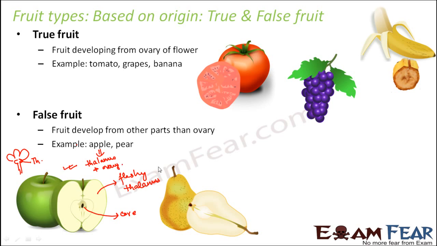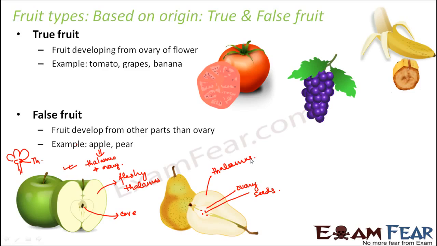Whereas what happens in case of pear? In pear again, the enlarged thalamus is the edible part. So here also the thalamus is the edible part and the core at the center with seeds is the ovary. Here in pear also you will have seeds. This central portion is the ovary and inside the ovary you have seeds. Both the structures of apple and pear are very similar and this portion is the thalamus. So here also the fruit is formed by thalamus plus remains of the ovary.